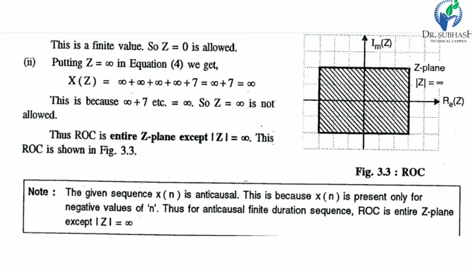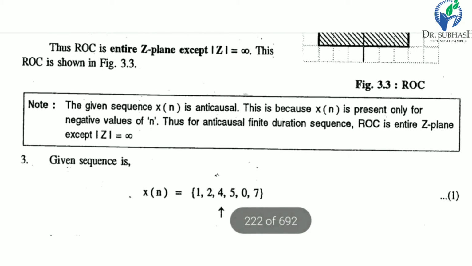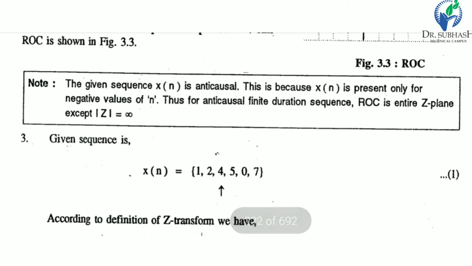So note down a note. The given sequence x(n) is anti-causal. This is because x(n) is present only for negative values of n. Thus for an anti-causal finite duration sequence, the ROC is the entire z plane except mod z equal to infinity. For a causal system, the ROC is the entire z plane except mod z equal to 0. For anti-causal, the ROC is the entire z plane except mod z equal to infinity.